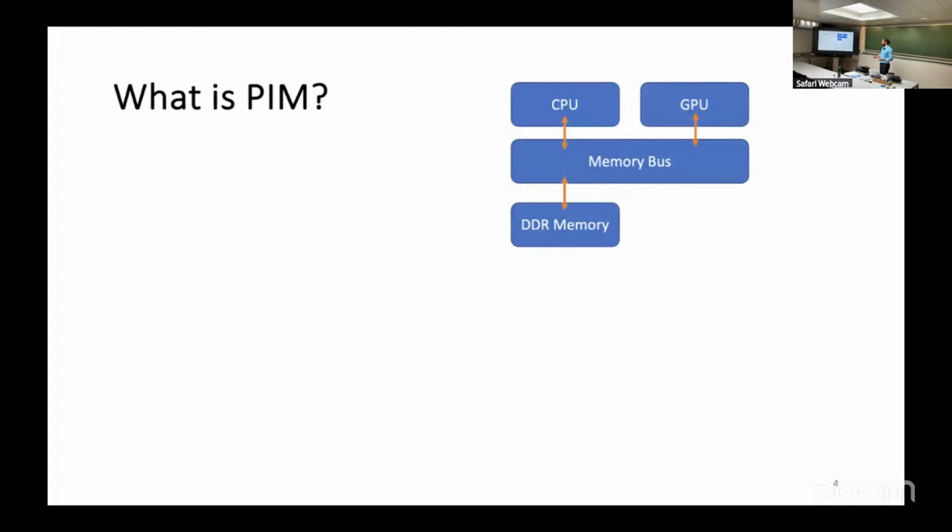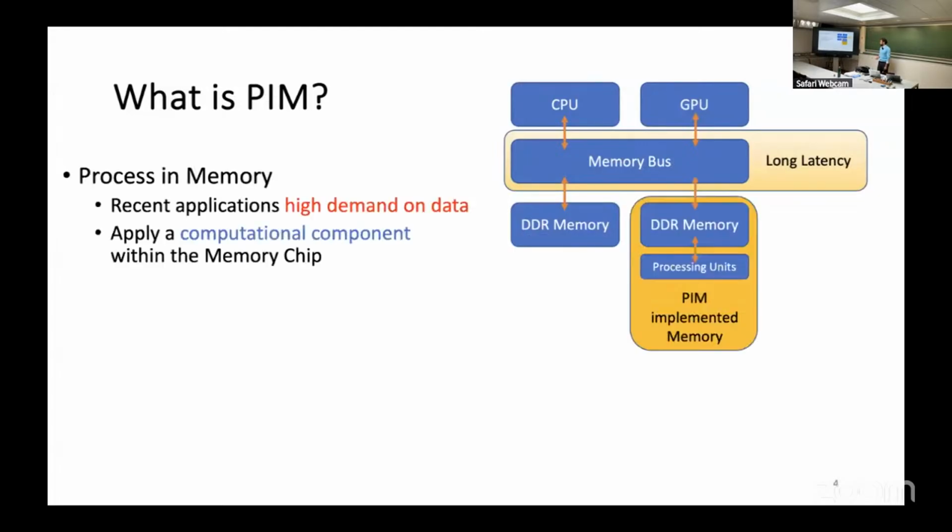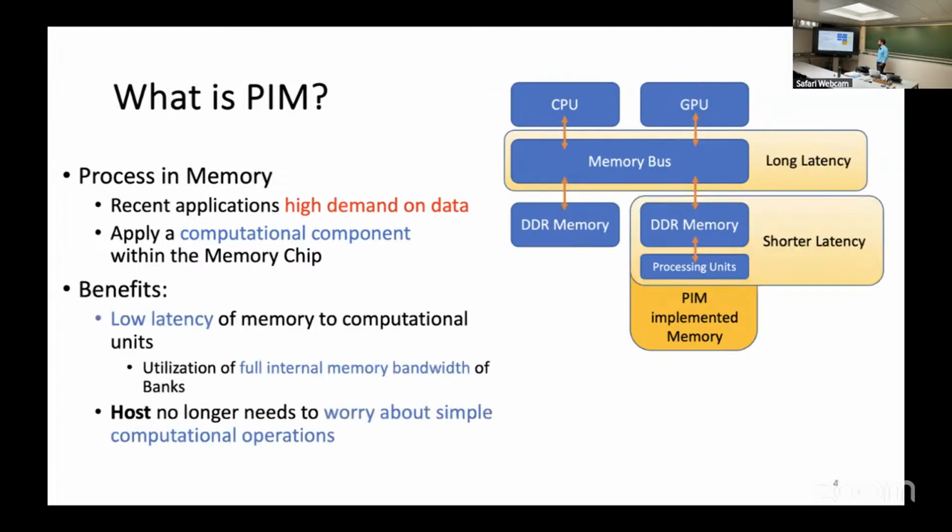PIM summary. So what is PIM? This is a typical von Neumann architecture. We have our memory bus, CPU, and DDR memory. Of course, when you access memory from the CPU, you have a long latency via the memory bus. So let's try to fix that using processing in memory. Because many recent applications require a lot of data, it would be better to do processing within the memory instead. So we can apply computation units there. Of course, there'll be a much shorter latency in that case. The benefits of this are shorter latency, as well as full utilization of the internal memory bandwidth, so we can do more, quicker. And then, as well, the host would no longer have to worry about simple computation operations, which can rather be used for other, more important operations.